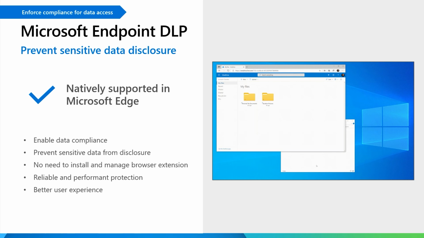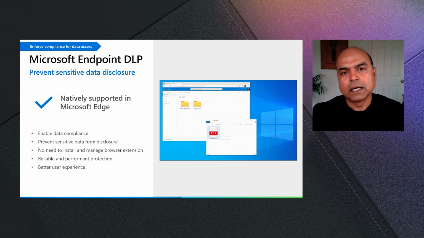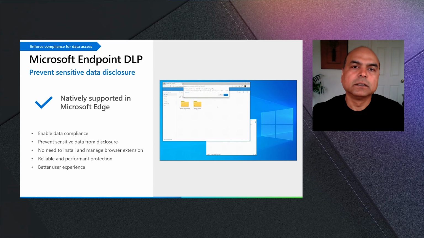And again, this powerful functionality is built into Edge natively. It helps you enable data compliance and prevent sensitive data from disclosure, and again, there is no need to install and manage browser extensions that could potentially break if a new browser update or a security patch is rolled out. So it's always good to have this functionality built into the browser, with the browser vendor taking care of the regression testing before the patch gets released, helping you provide continuous and gapless protection throughout your organization.